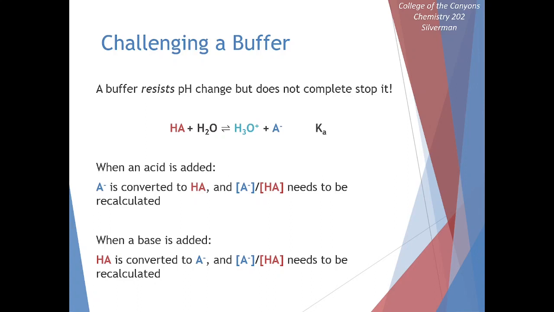When we add a strong acid or a strong base to a buffer solution, we call this a buffer challenge. If a strong acid is added to our buffer, our conjugate base is converted into the conjugate acid, and our ratio of conjugate base to conjugate acid has been changed. Alternatively, if we add strong base, our weak acid is converted into its weak conjugate base, and again, our ratio changes and needs to be recalculated. The pH will change slightly, but not dramatically.